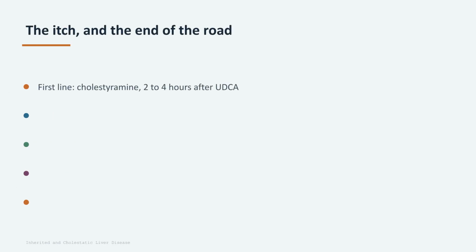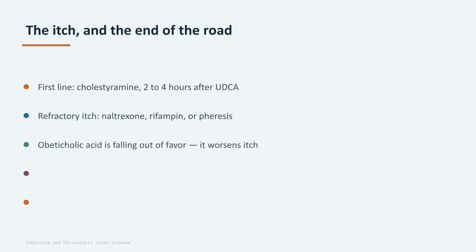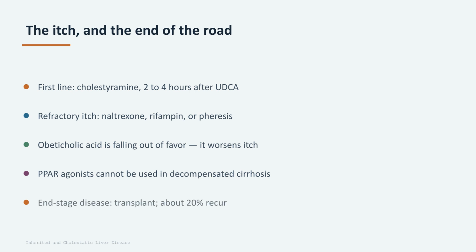Now the itch, because it drives quality of life. First line is cholestyramine, and timing matters. Give it 2 to 4 hours after the ursodeoxycholic acid, so it does not bind it. If the itch is refractory, the options are naltrexone, rifampin, or plasmapheresis. A caution on obeticholic acid. It is a farnesoid X receptor agonist that is falling out of favor, partly because it makes pruritus worse. The PPAR agonists cannot be used in decompensated cirrhosis. And for end-stage disease, transplantation works. About 20% recur, but recurrence does not affect long-term survival.